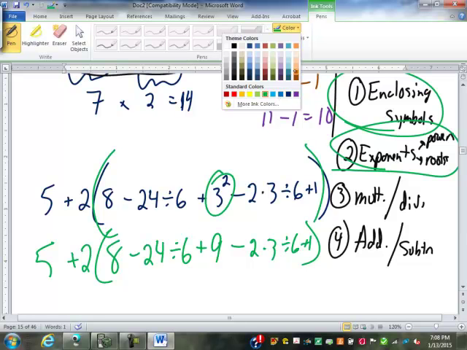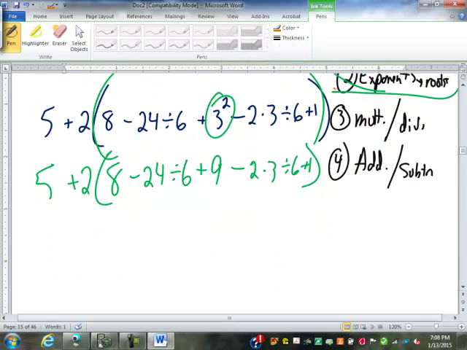Next, any other powers or roots? No, so multiplication and division. Well, we've got a division, a multiplication, and a division. So there's several of them there. How do we know which one to do first? We go left to right. Just like if there's more than one thing on the same level, we go left to right. So we're going to do this one first. 24 divided by 6 is 4.